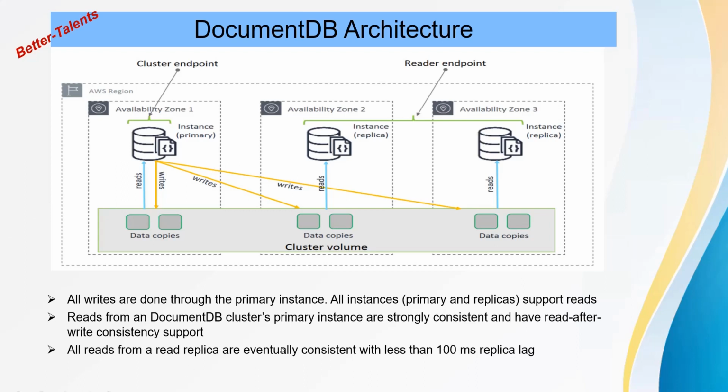All the reads from read replicas are eventually consistent with less than 100 millisecond replica lag. So if the use cases in your application can tolerate 100 millisecond replication lag, eventually consistent use cases where it's okay if you are reading data which is older than 1 minute, then your application can point to these replica instances.